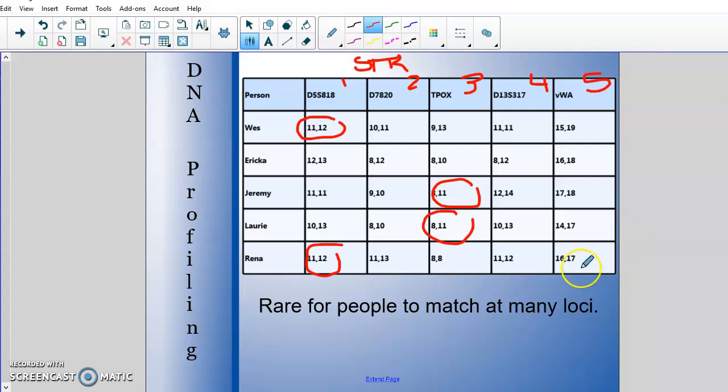So it's possible for you to match at some locations, but you're never going to match at all 13 locations, which is why they do so many, right? You're never going to have exactly the same repeats as somebody else in 13 different spots in your DNA, which is why short tandem repeats work so well to compare your DNA with somebody else's, or your DNA with crime scene DNA or something like that.